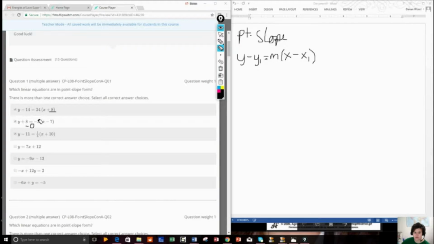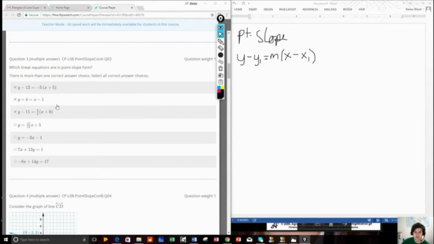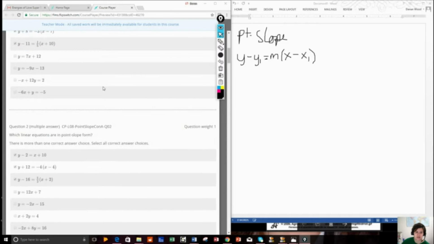Moving on to problem 3. Okay, which linear equations are in point-slope form? Alright, that's the exact same thing as the first one, so I'm not going to do that.